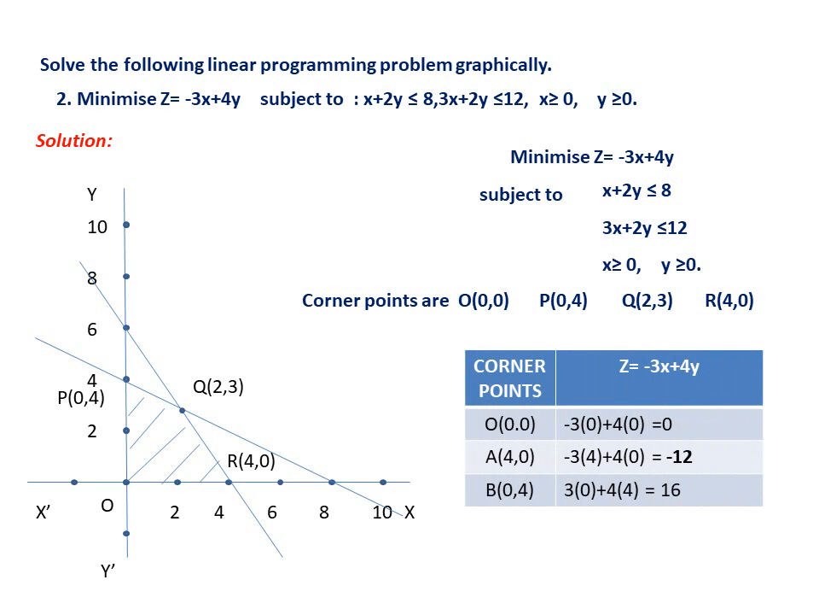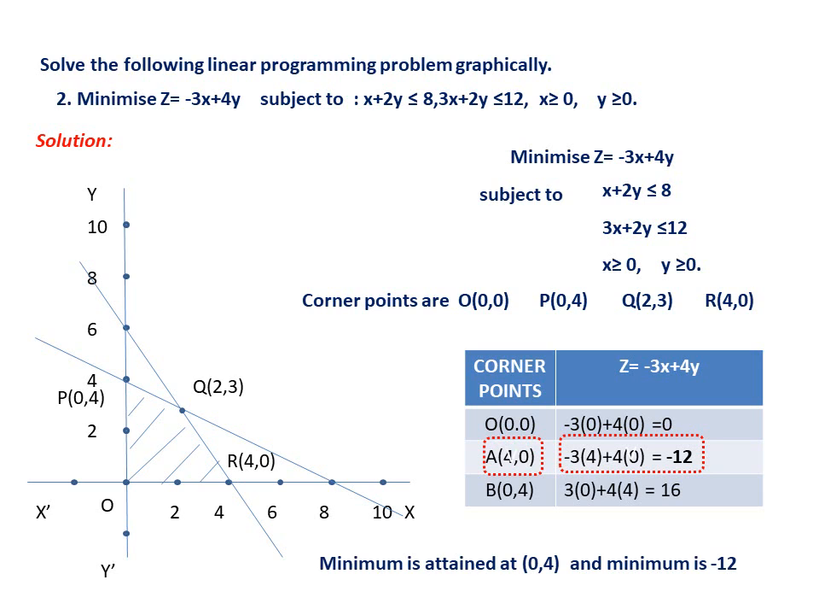And next is the corner points. You have to make a table, then substitute these corner point values in the objective function z equal to minus 3x plus 4y. Calculate the value. Now you can see here very well. The question is minimize, so the minimum value is obtained here. Then you have to write it. Minimum is attained at P(0,4) and the minimum value is minus 12. This is the second question.